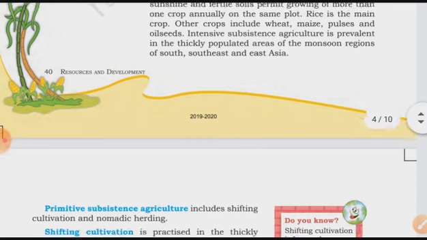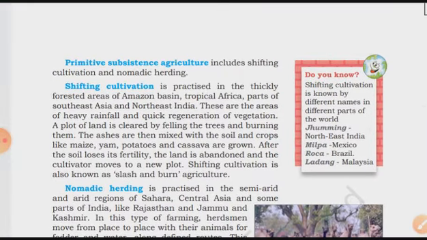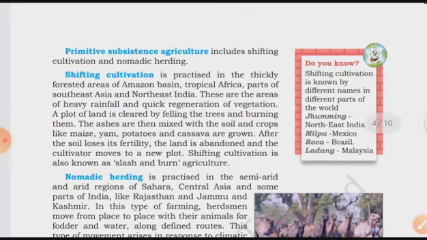Okay, then after this, they have given the primitive subsistence agriculture. It includes shifting cultivation and nomadic herding. So under primitive subsistence, it has been categorized into two types, that is shifting cultivation, as we have discussed many times, and nomadic herding. What is it that has been given?